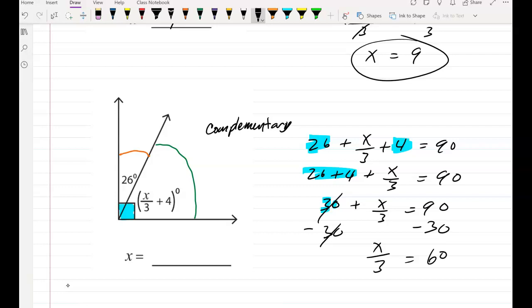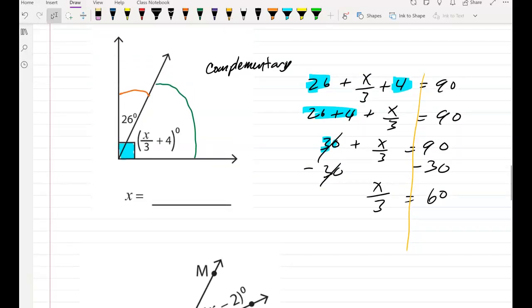Okay, and then, oops, I almost forgot my equation line, right? Okay, so x over 3 equals 60. Now, here we do the opposite of what we see. This is x divided by 3. What's the opposite of division? Multiplication. So I'm going to multiply both sides by 3. X equals 60 times 3 is 180. So x equals 180. You're like, wait a minute, 180, that's more than 90. Well, that's okay, because that's what x is.